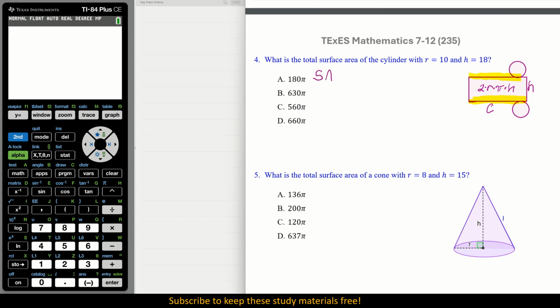Surface area needs to be, well, let's get the two circle areas. So that's 2 times pi r squared, and we're going to add that to the area of the rectangle, which is 2 times r times height times pi. We really need pi hanging out on the end. So let's put our values in: 2 times 10 squared, with pi on the end, plus 2 times 10 times 18 times pi.